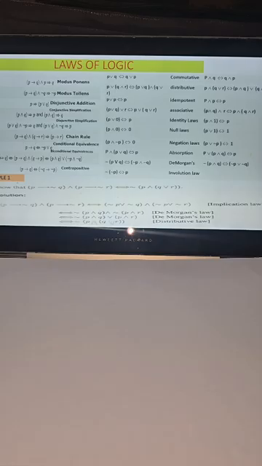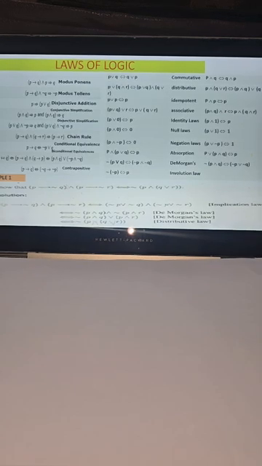This is chain rule. Then conditional equivalence, this is also very important while solving the problems. P to Q is equivalent to negation P or Q. This equivalence we are often using in problems. And by conditional equivalence also we have the formula, and contrapositive also we are using often. That is P to Q is equivalent to negation Q to negation P. These all equivalences can be proved by means of truth table. Now, we are going to solve the problems.